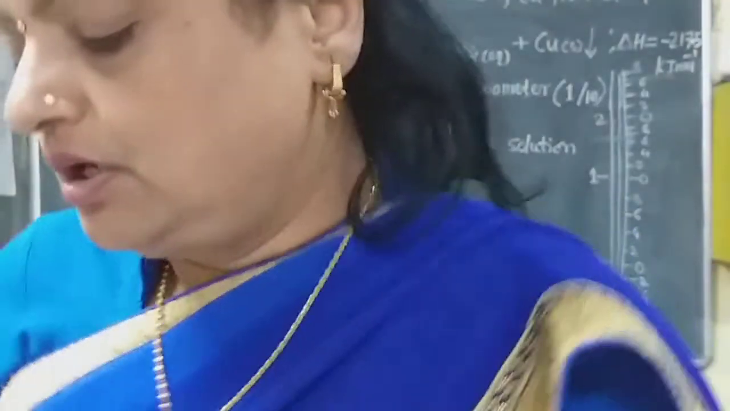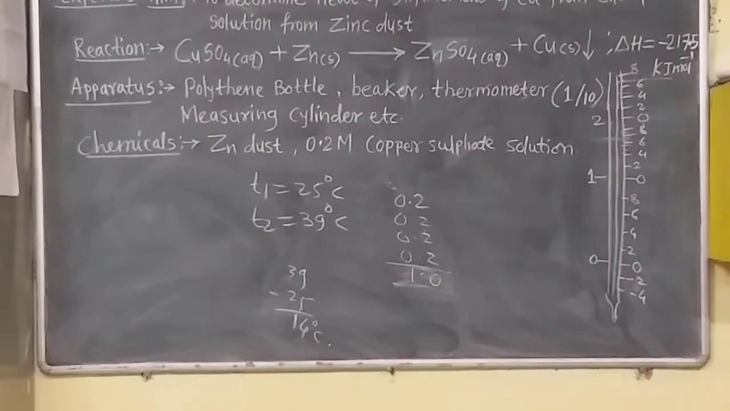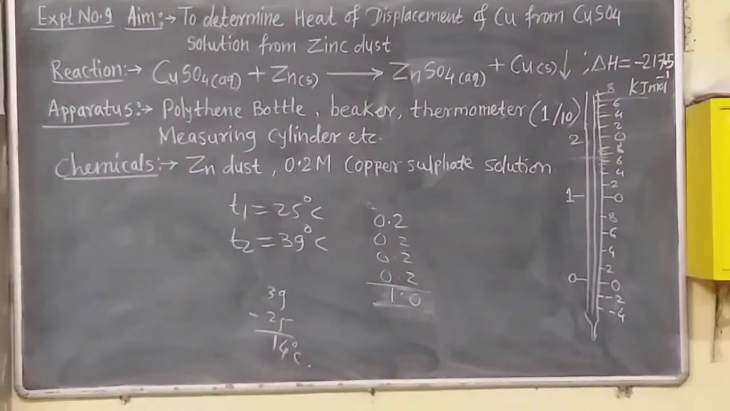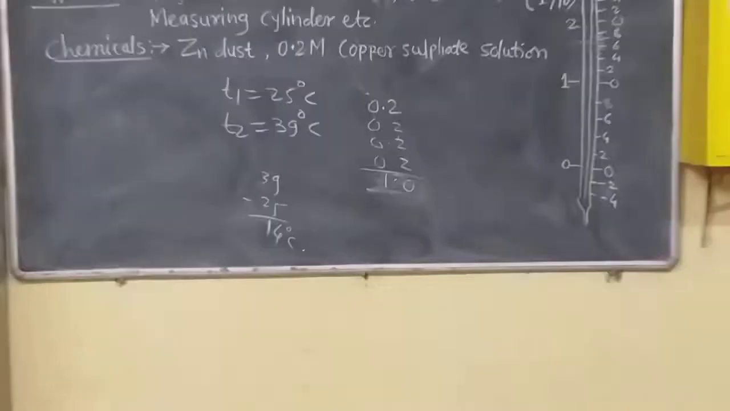Now see how the observation table is there. Here I do the calculation for the temperature difference of 10 degrees centigrade. You can replace the 10 by 14 and do the calculation here. Now see, this is our handbook, and this is the observation table here.